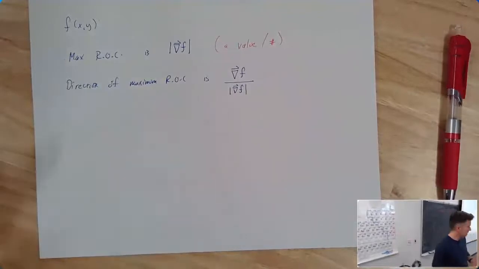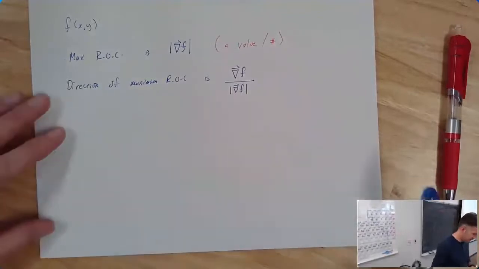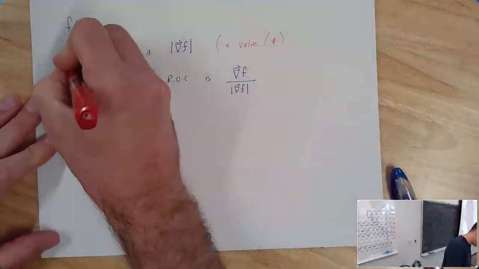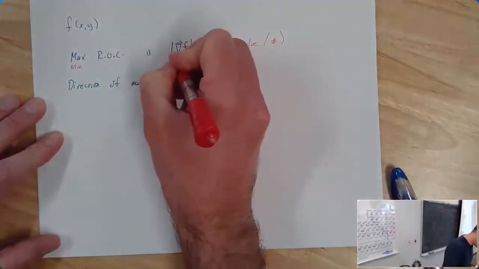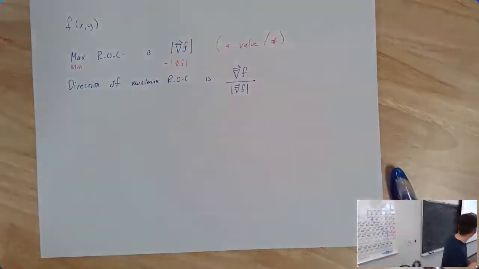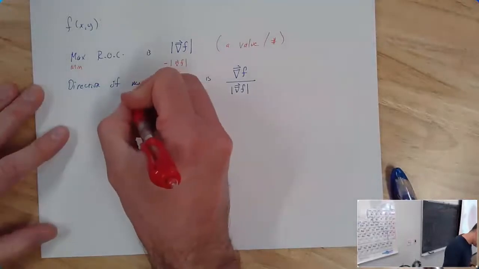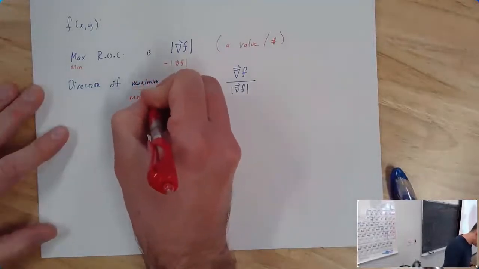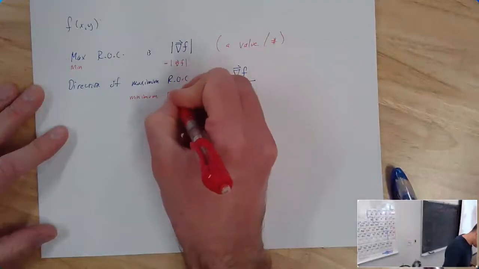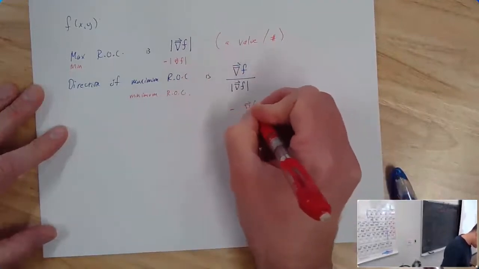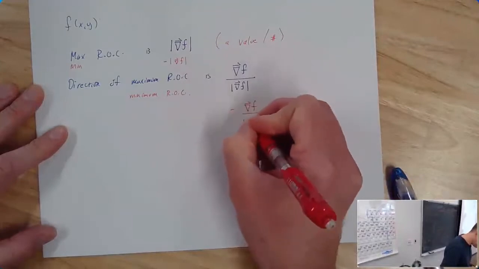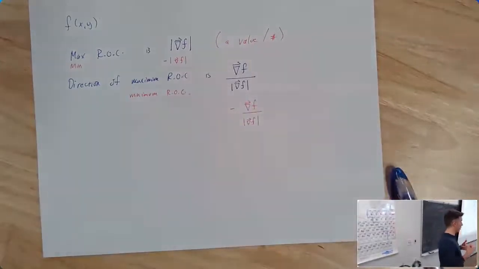And then just to go along with what Eric was asking, if instead they asked for a minimum, it would be the negative of the magnitude of your gradient. If they asked for the direction of the minimum rate of change, you would also just do the negative. You would find it to be the negative gradient divided by its own magnitude. Because again, you're really just turning around and going in the opposite direction.